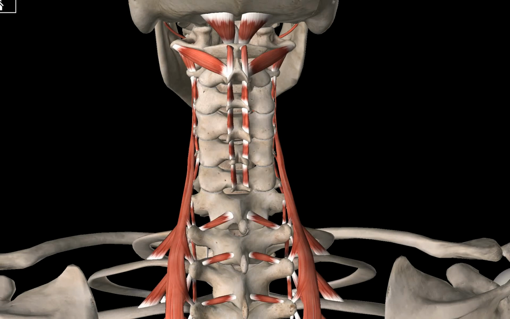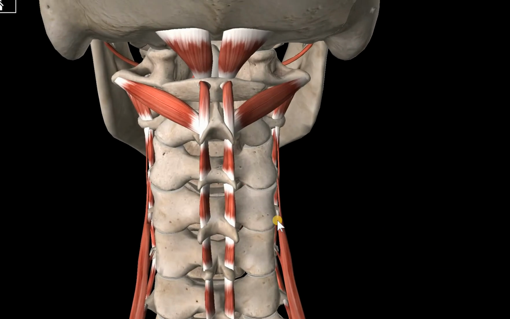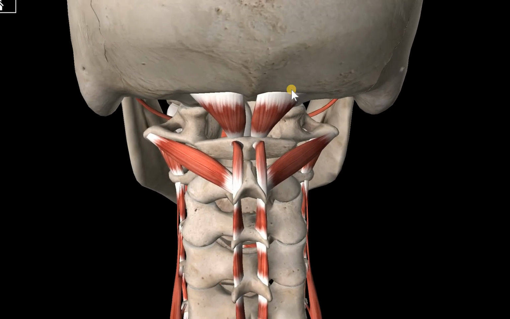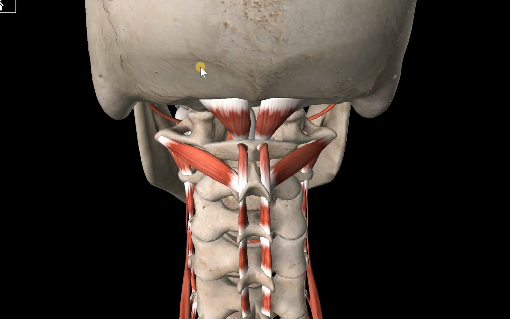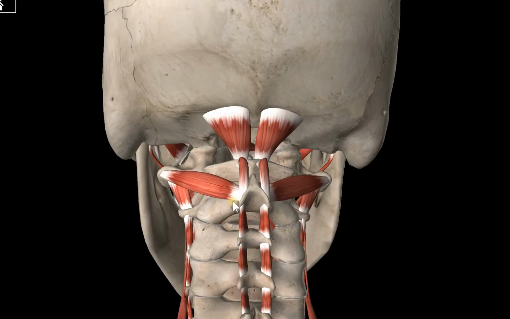Okay, the next set of muscles are somewhat complicated just because it's a lot and the names can be confusing. But they are the suboccipital muscles. So here is the occiput. And so below the occiput, or just underneath it, are the suboccipital muscles.